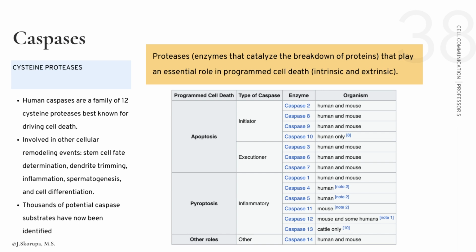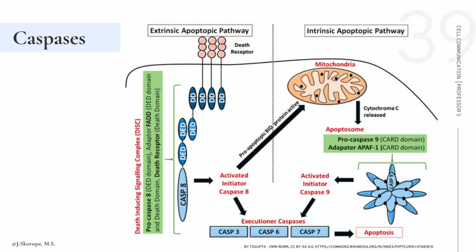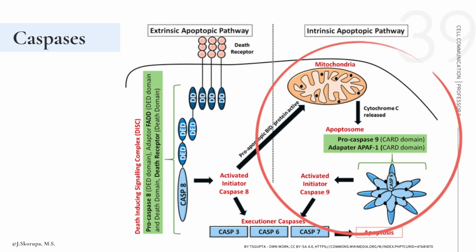You can see a table of the caspases here for apoptosis and pyroptosis, which is another type of cell death. Here's yet another look at intrinsic versus extrinsic apoptosis, and here you can see the caspases involved with each. Note the death receptor being activated in extrinsic and the mitochondrial permeability that's occurring with the formation of the apoptosome in intrinsic.